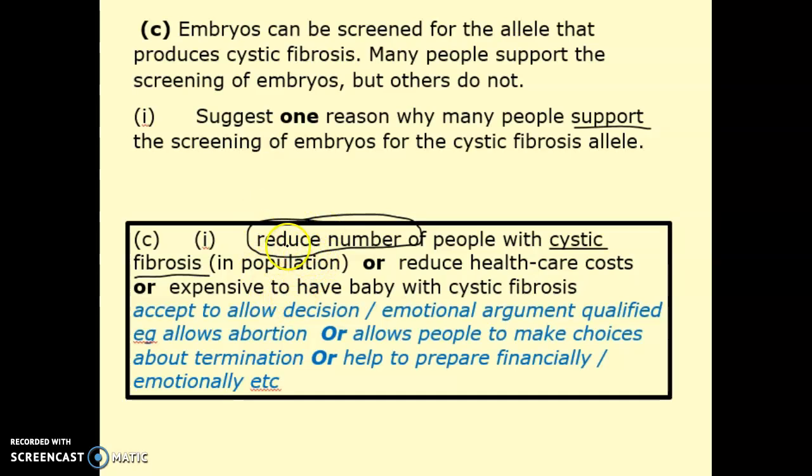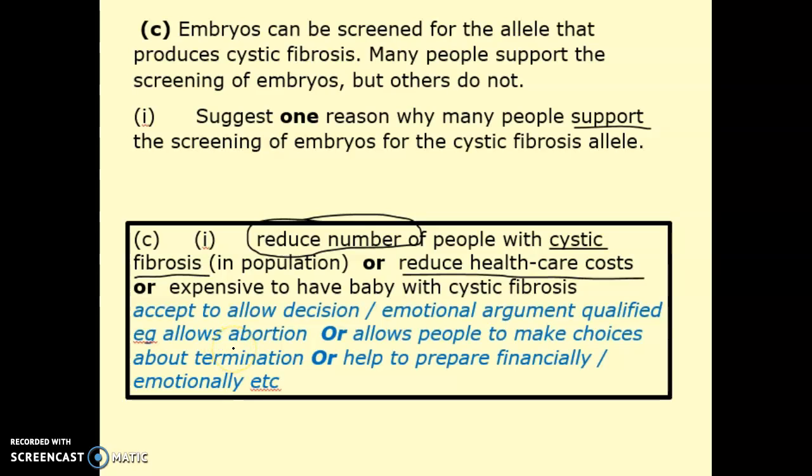So if we can help reduce suffering, that's great. You could also have the argument that it does cost the NHS a lot of money to look after children, young people with this disease. In blue here are the other arguments that you could have. Again, it's about giving that decision over to parents. The emotional argument of, it could allow you to not have a child with it. It gives you that choice.